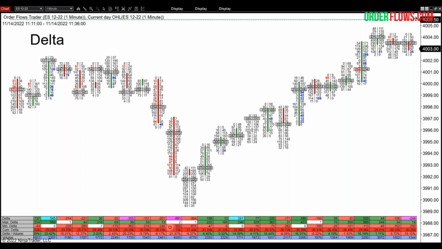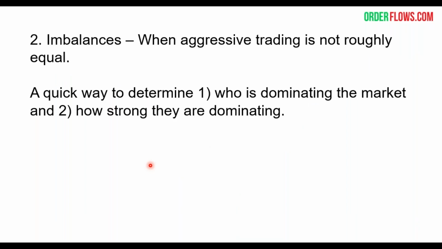Now, min delta would never be positive. It'll always be negative. It could also be 0. Okay, meaning like here's a 0, which means that aggressive sellers were never in control of this bar. So that's the delta, right? You're measuring the net difference in aggressive trading taking place in a bar.